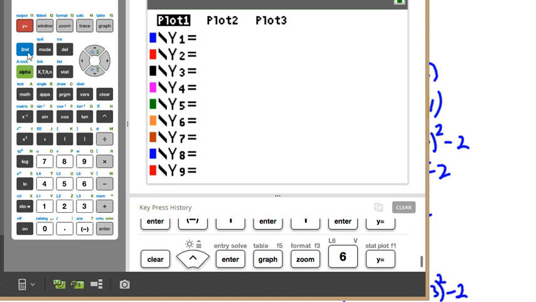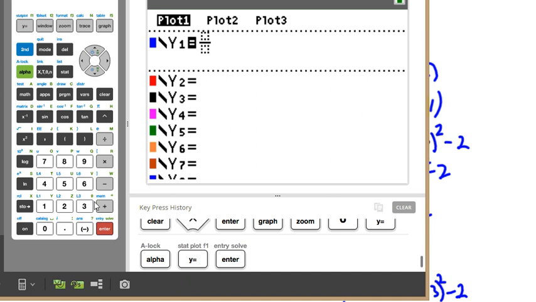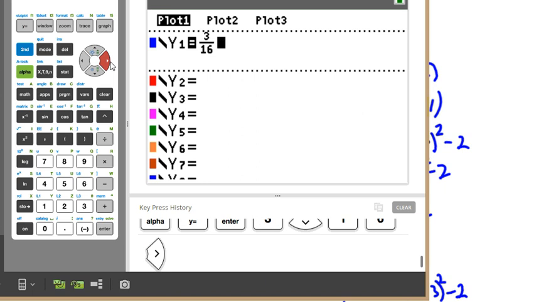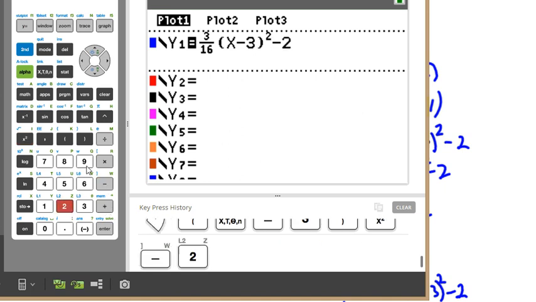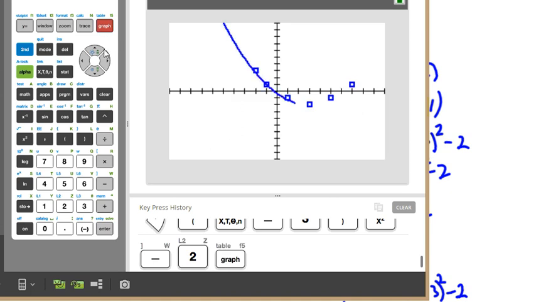So put in 3/16 alpha y equals, enter. 3/16 times quantity x minus 3 squared, and we are subtracting 2. Let's see how this fits. It fits pretty well, right? So that's going to be quite a good fit. It may not be exact. We know the vertex and the 7, 1 should fit exactly, because those are the ones we use. The other ones, we'll see how close they are.